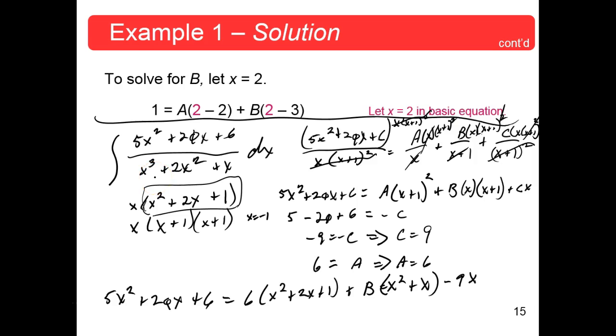And I'm rapidly running out of room, so I'm going to come up here and do it. 5x squared plus 20x plus 6 is equal to 6x squared. You tell me what's next.